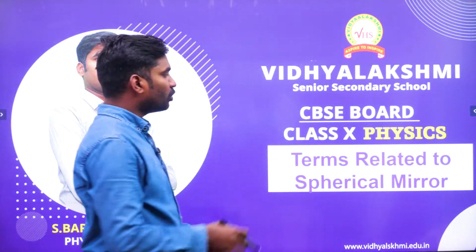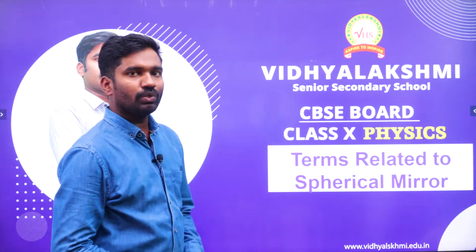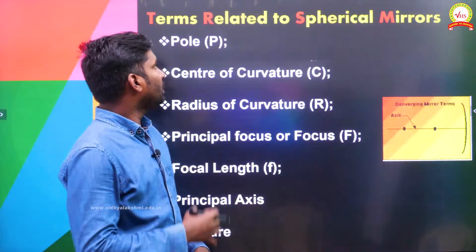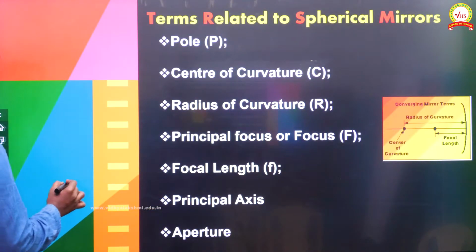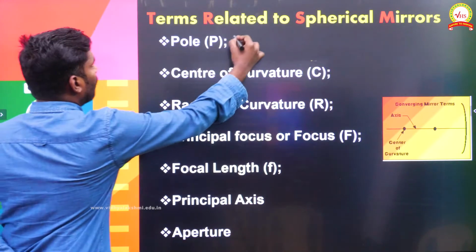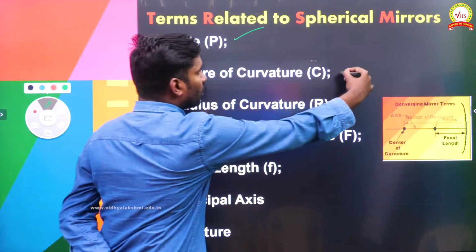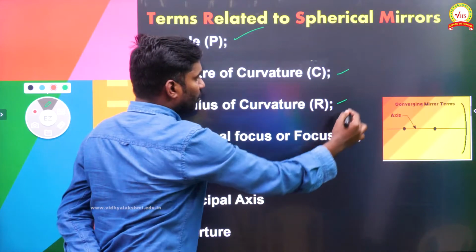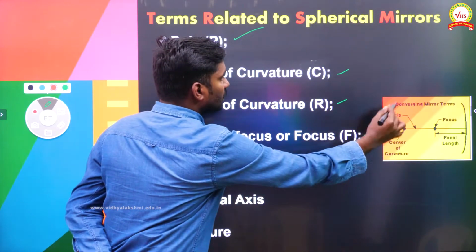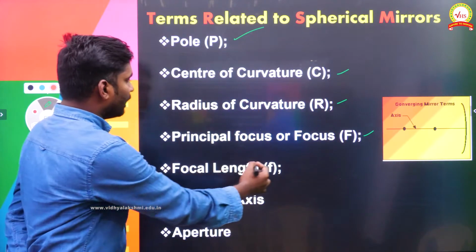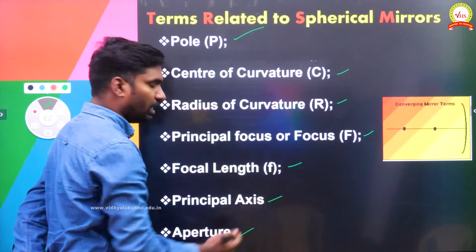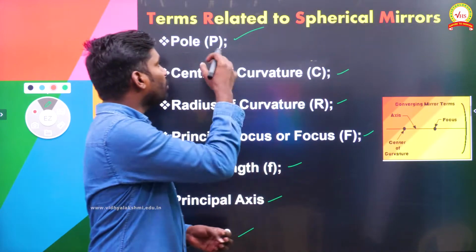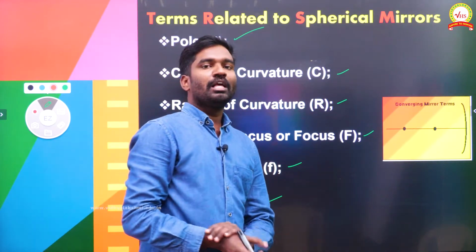Today we are going to discuss the topic called terms related to spherical mirrors. So what are the various terms they are having? The various terms in spherical mirrors are pole, center of curvature, radius of curvature, principal focus, or we'll be calling it a focus, and then focal length, principal axis, and at last we are having the aperture, right? So these are the various terms we are having in case of the spherical mirror.